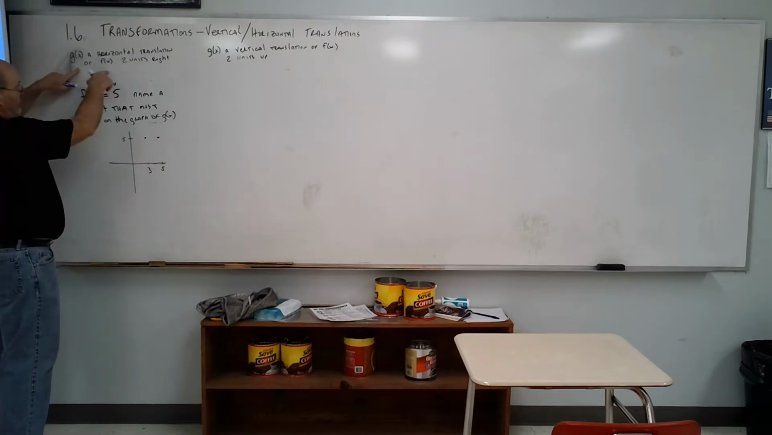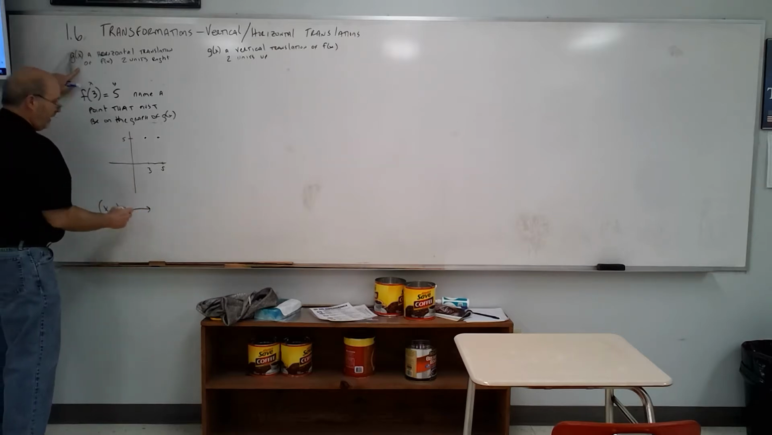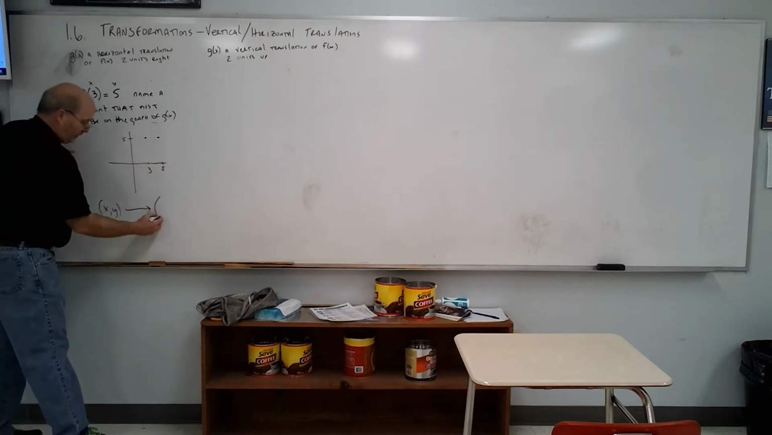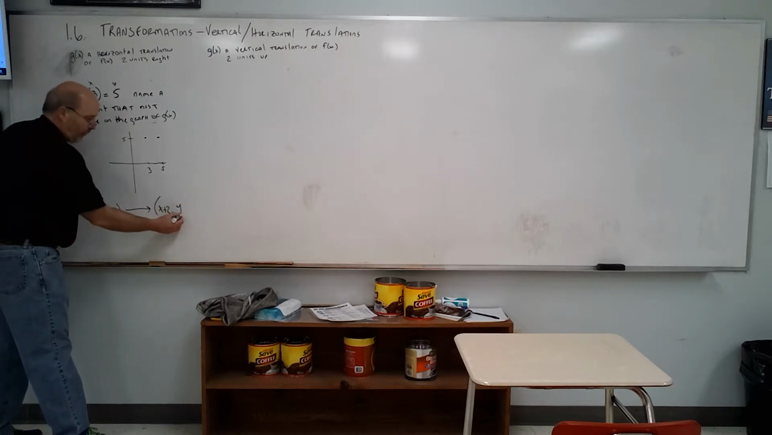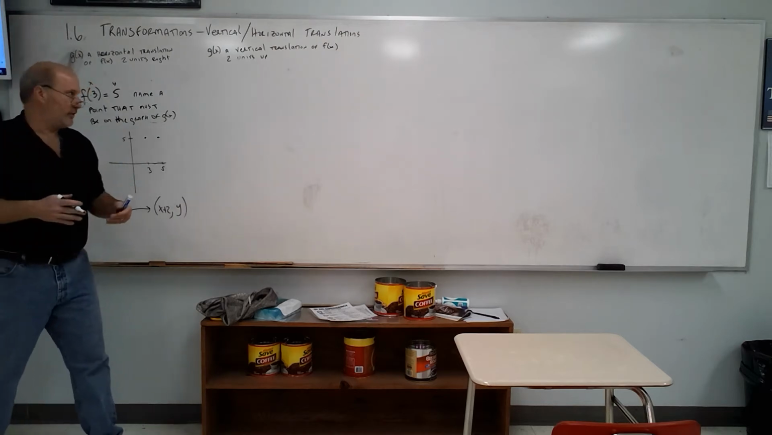So if we're shifting 2 units to the right, if you have a point x, y on the graph of the function, and if you shift it 2 units to the right, it's going to add 2 units to the x-coordinate. So you're going to get whatever the x-coordinate was plus 2, and then the y value is going to stay the same, because under a horizontal translation, the y value doesn't change.